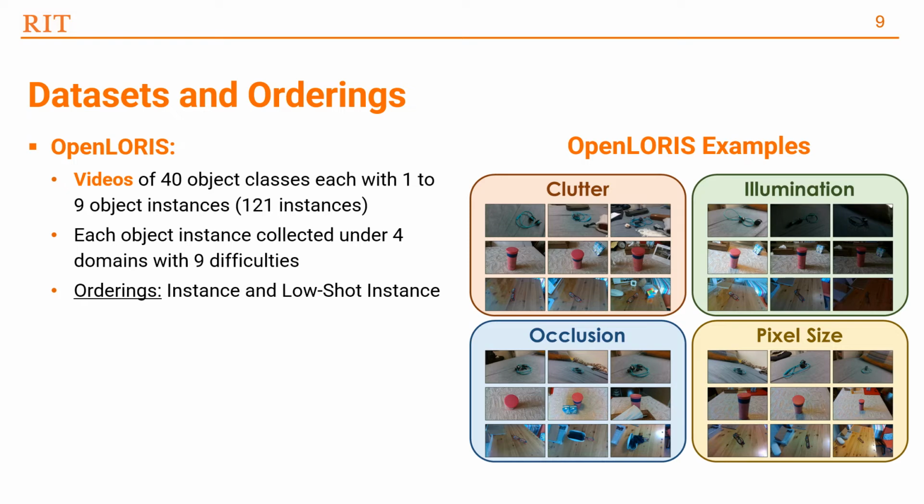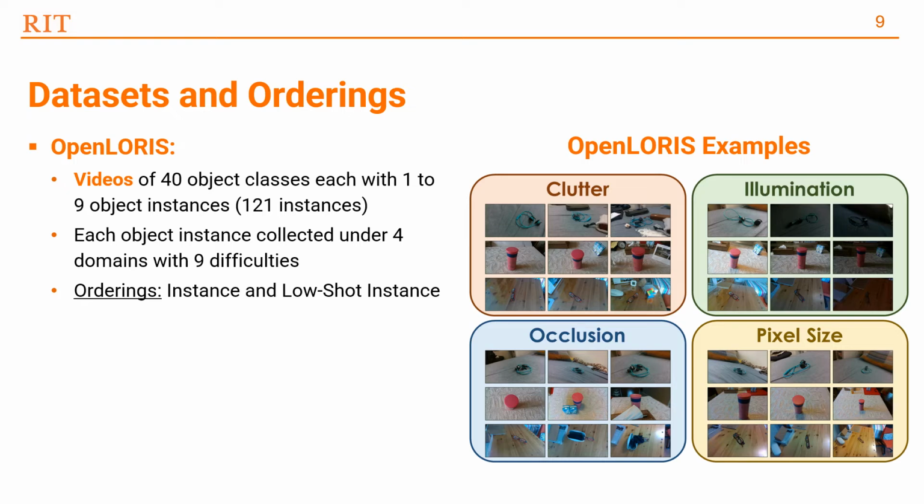We evaluate the performance of each method on 3 different datasets and data orderings. The OpenLORIS dataset consists of videos of 40 different object classes that were collected using a robot. For each class, there are between 1 and 9 videos of specific object instances that were collected under 4 different domains of varied difficulties. Examples of these different domains and difficulties can be viewed in the image on the right.